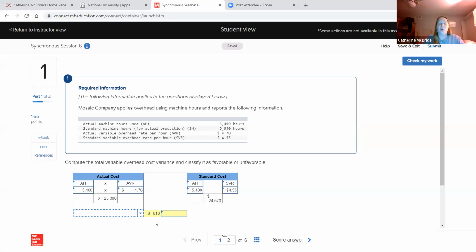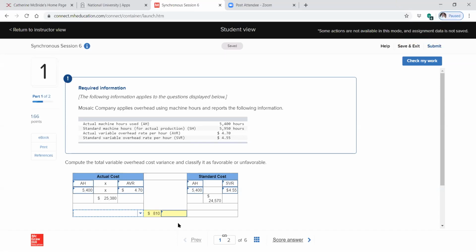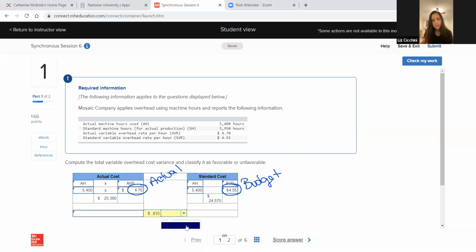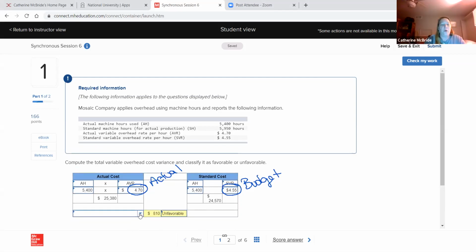Is that a favorable or an unfavorable variance? Favorable. So we planned, look, unfavorable, right? Unfavorable, because we spent more. We planned to spend $4.55 on overhead. We did spend $4.70. So now, is that favorable or unfavorable? Unfavorable. Yeah, this is unfavorable. And this will be our total cost.